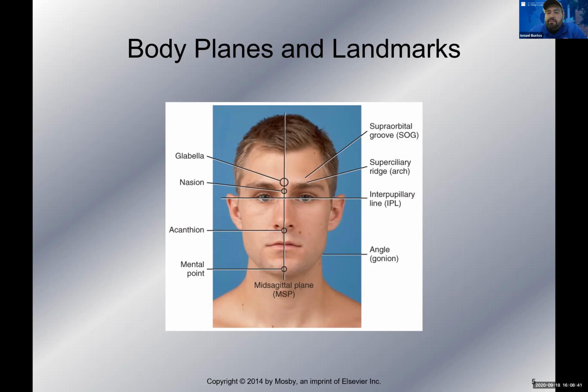Also, you see there's something called the interpupillary line. That line is an imaginary line that goes through the midlateral margin of the orbits. That is a position line that's going to be very important when we do our lateral positioning, okay? So you need to understand where these are and just memorize where they are on the body.